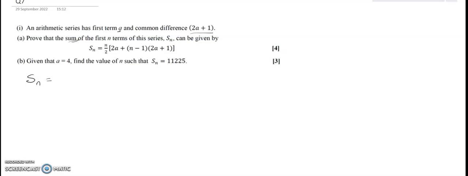So the way it works, the way Gauss did it, was he said, okay, the first term is a, and we're going to add the second term, so that's a plus 2a plus 1, plus the third term, which is a plus 2 lots of 2a plus 1. And he did that all the way up to the last term. Now the last term, we know, is a plus n minus 1 d. So in this case, it's going to be a plus n minus 1 times 2a plus 1.